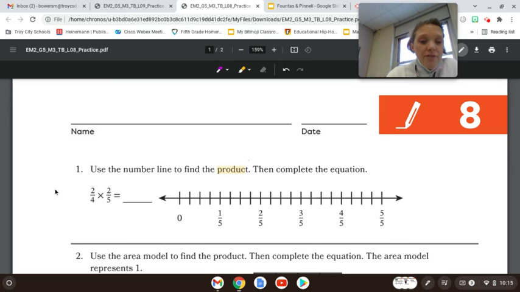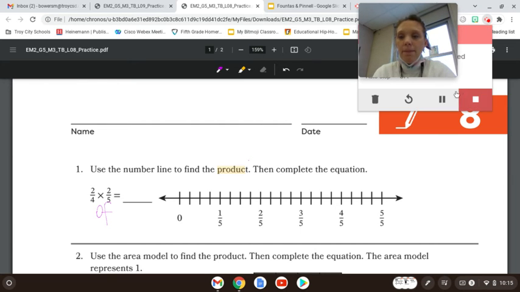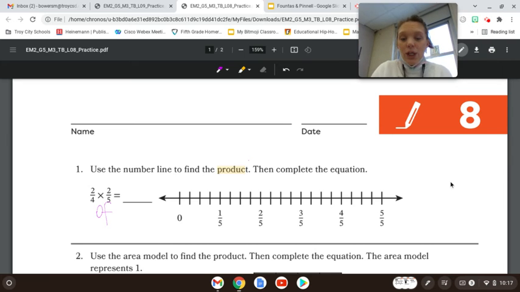So we have 2/5 of 2/4, or 2/4 of 2/5. Whenever we see the multiplication sign, think of "of." Okay, so we want to take a look at our number line here. We have 2/4 of 2/5. So really all I'm looking at is this portion of the number line. We don't want to go more than 2/5 because we're only looking to find what is 2/4 of 2/5.